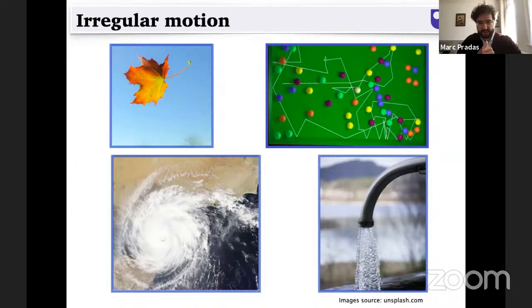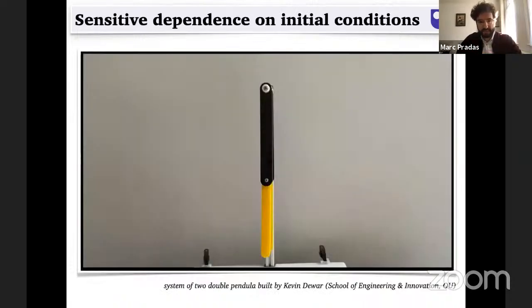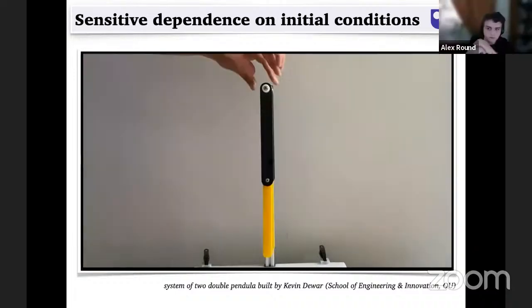So when we talk about chaos, we're thinking about two important properties. The first one is that chaotic systems exhibit irregular and erratic motion. But perhaps the most important property of a chaotic system is that chaotic motion is also very sensitive to the initial conditions. To illustrate this phenomenon, let me show you by looking again at this mechanical system of the double pendulum. But now instead of one double pendulum, we'll be looking at two double pendulums, one in front of the other.